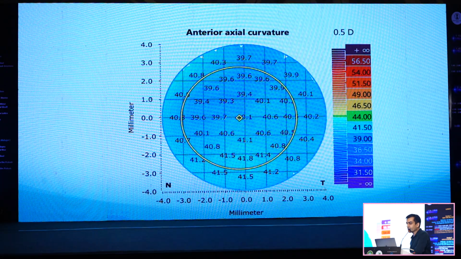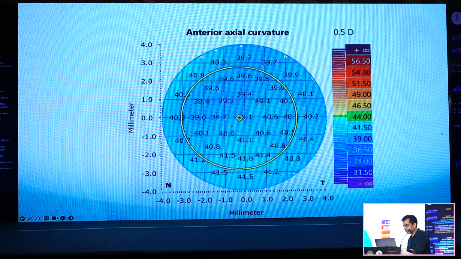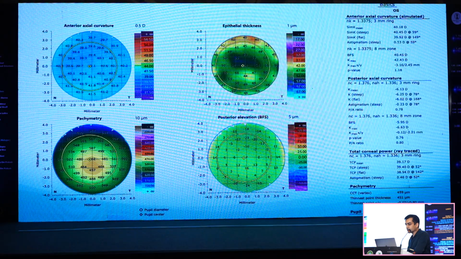One interesting case I would like to show. This is the topography of a 35-year-old post-LASIK patient. If you look at it, the visual acuity is 6/6, no refractive error. A lot of us would pass it, saying that this is a normal topography. Now look at the actual scan. Again, you would see, yes, there is a thin cornea. Yes, the posterior elevation is within normal limits, but this again is not really suggestive of keratoconus.